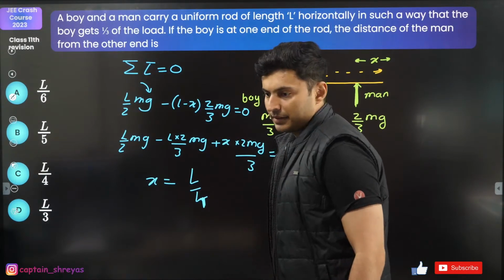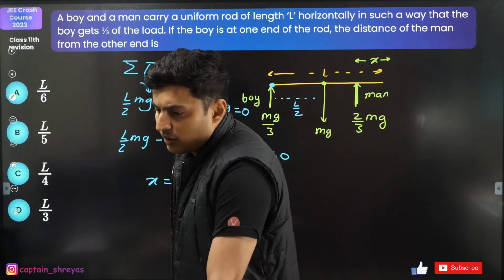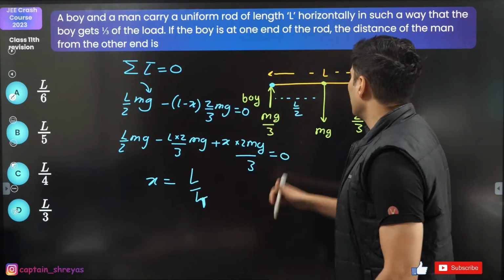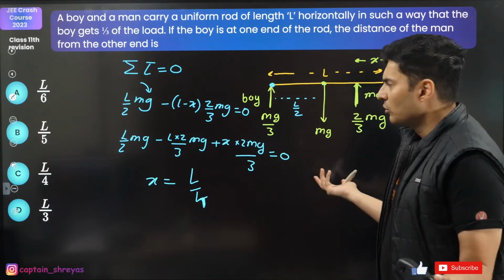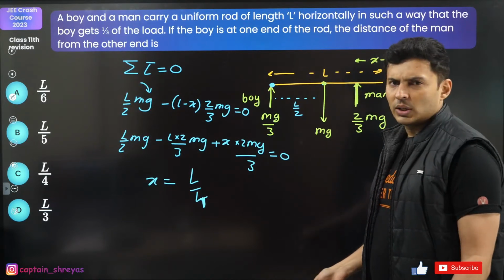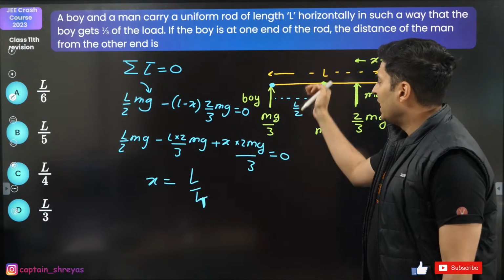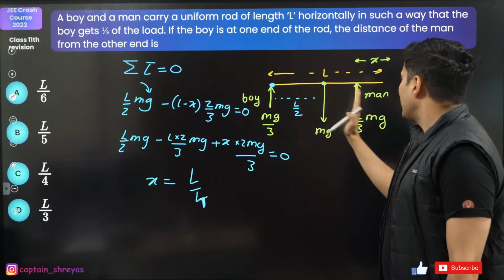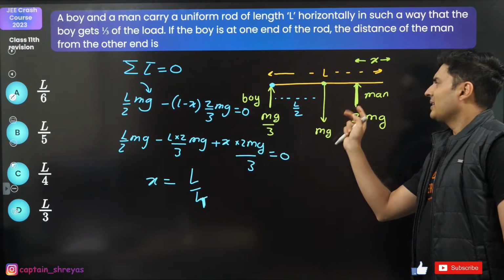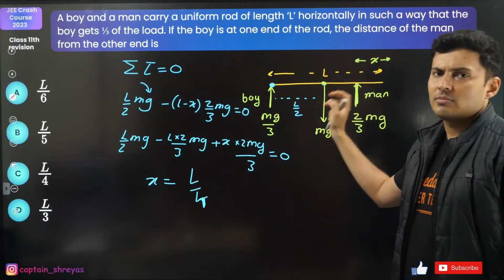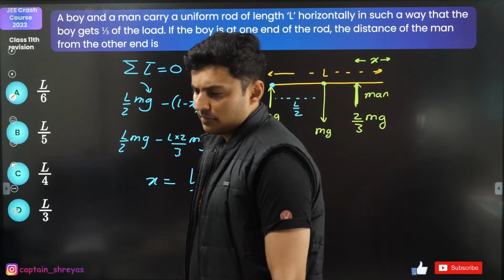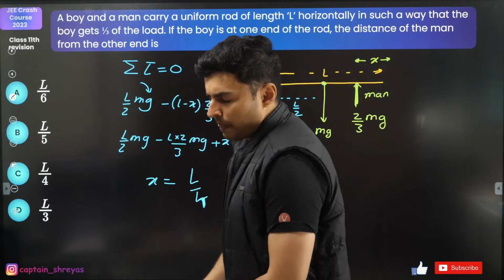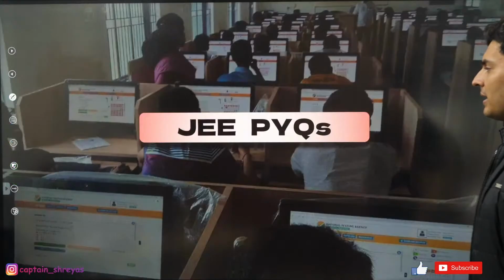Okay, let's try this out. Can we take torque at the center of the rod for calculation? Definitely, you can do that. No harm. Take the torque at the center. So L/2 into mg/3 will be balanced by this distance, L/2 minus x, into 2/3 mg. So that also will give you the answer. Either way you'll get the answer.